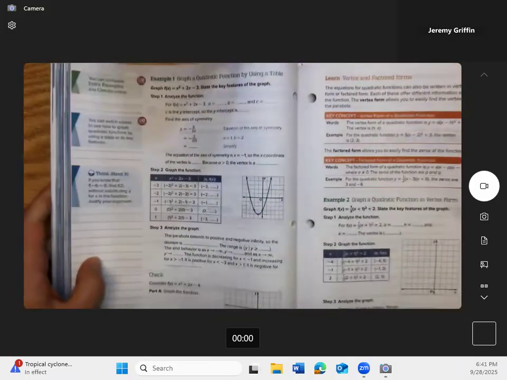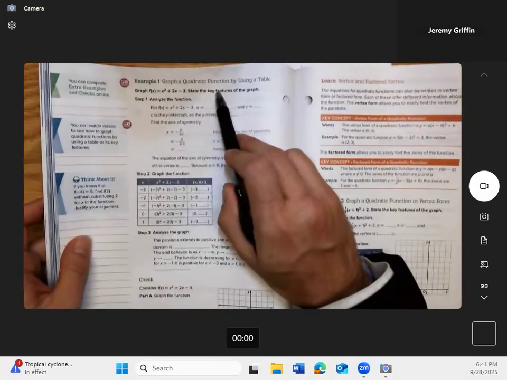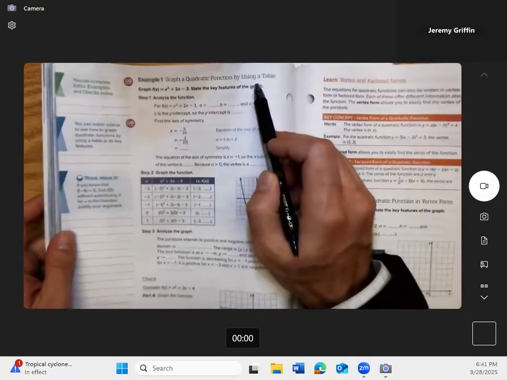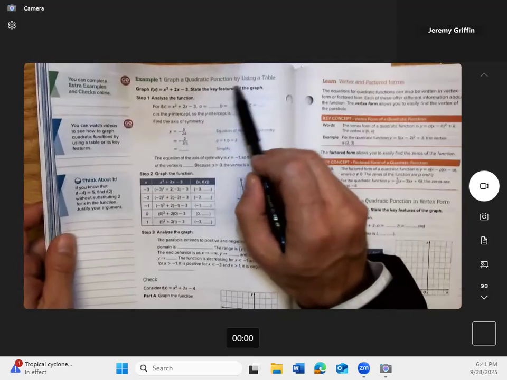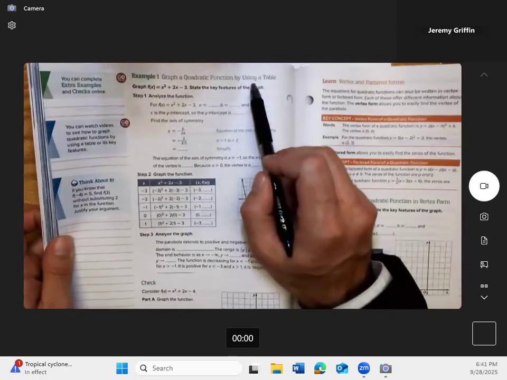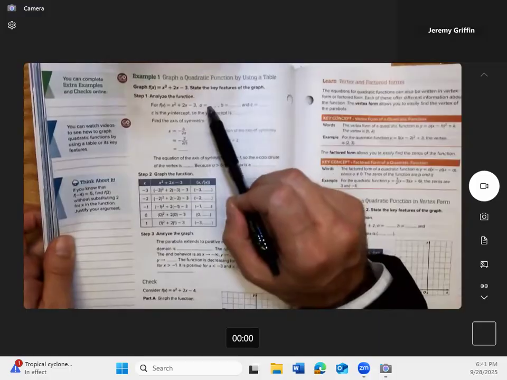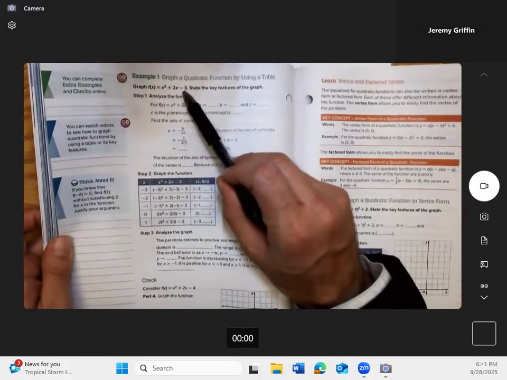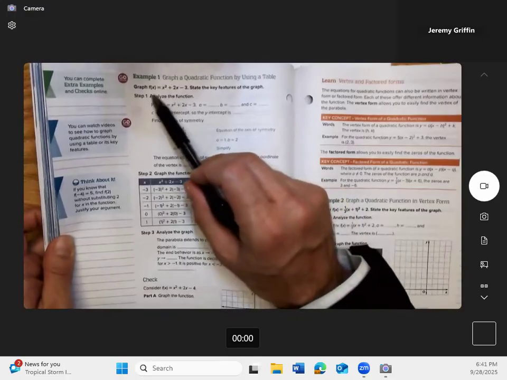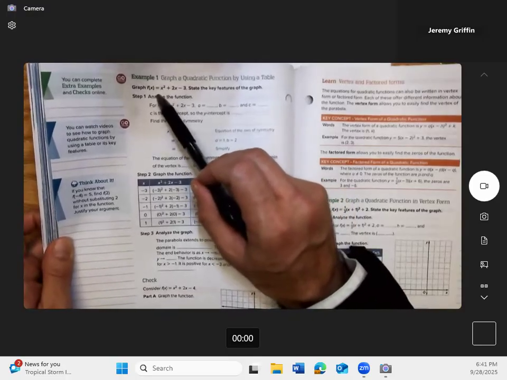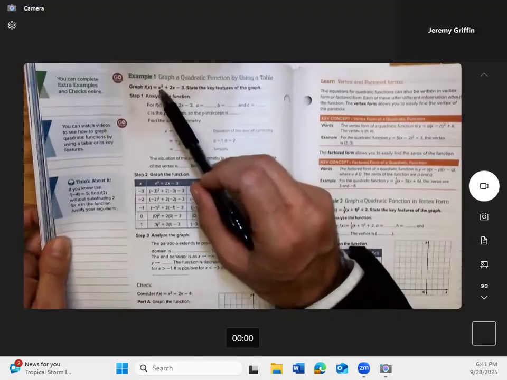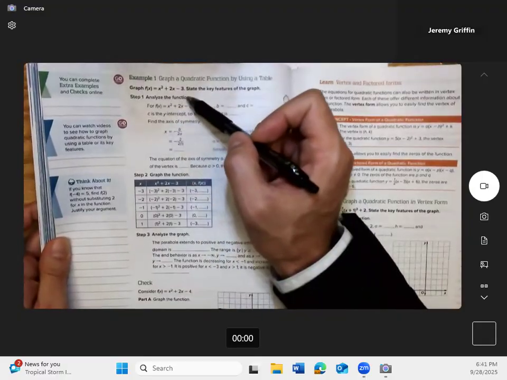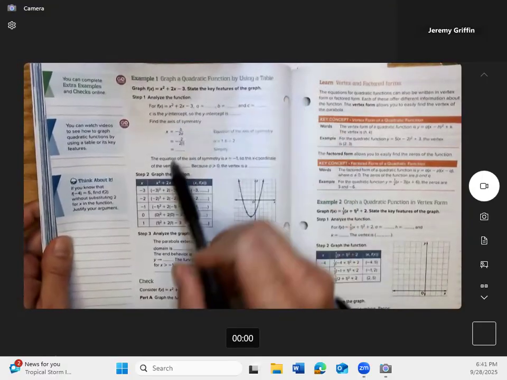We've got here: graph a quadratic function by using a table. Guys, remember, you can create any graph by setting up a table and just plotting a bunch of points. Like if you have no idea what a graph looks like, this one right here, x squared plus 2x minus 3, so f of x equals that, or y equals, you might use those interchangeably. Let's say you had no idea what that looked like or how to make it. You could just set up an xy table.